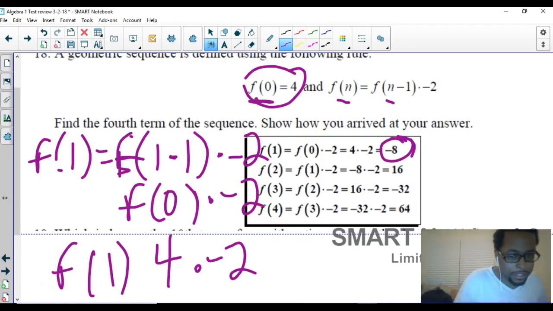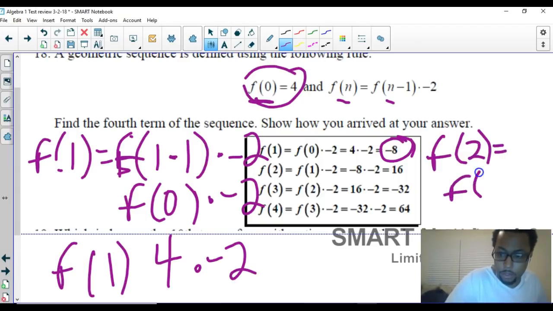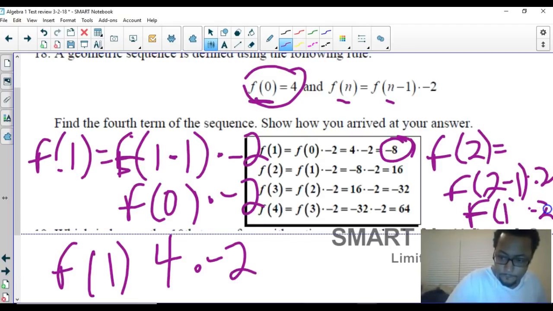I'm going to follow the same process again. F of 2, right? I'm not going to do the whole thing. I'll just show you. F of 2 equals, instead of n, I'm going to put 2. 2 minus 1 is 1. F of 1 is, oh, what's f of 1 again? Oh, snap, f of 1 is negative 8. So I'm going to have my negative 8 times negative 2. Negative times a negative is a positive, okay? And that's how you figure it out. You do it 2 more times, you'll get your 4th term.